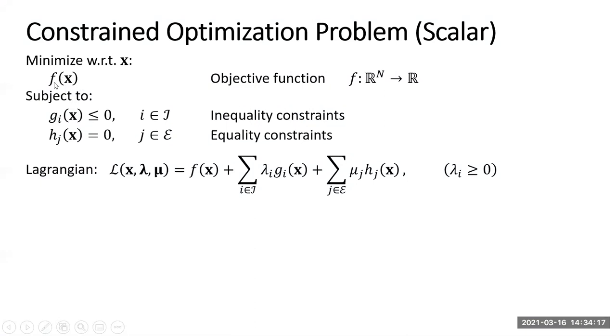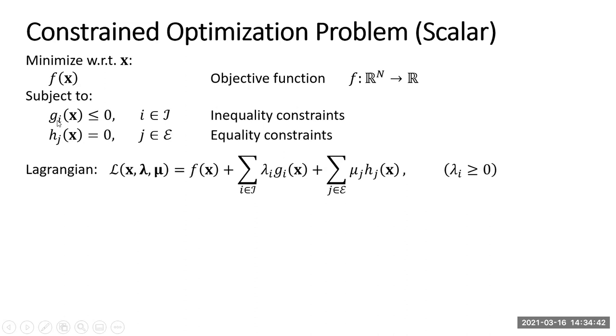We have to minimize a function with respect to x, f of x, where f is a multivariate function, but it's a scalar function. So it's a mapping from n dimensions to a scalar quantity, and subject to the following constraints.